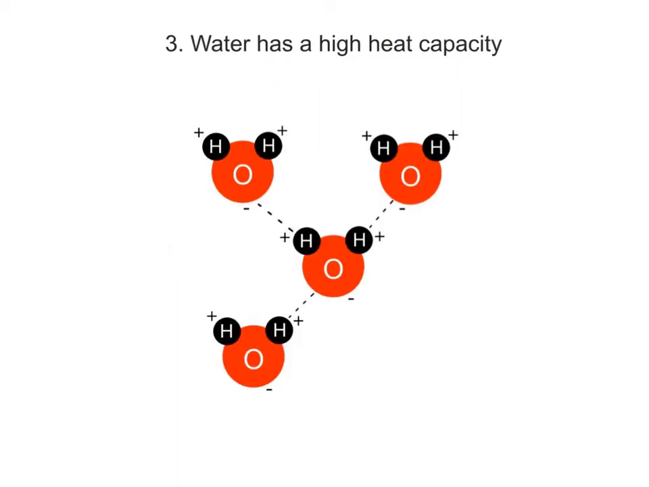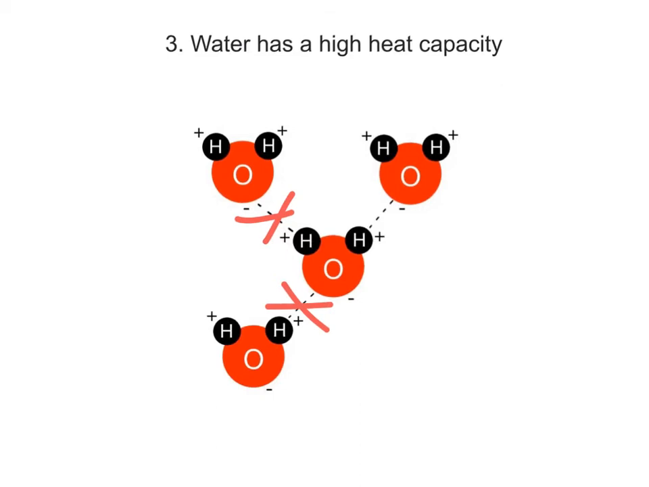A third property of water is its high heat capacity, which means water can absorb and release a large quantity of heat without drastically changing its own temperature. Water is able to do this because of the many hydrogen bonds holding water molecules together. When water absorbs heat, some of water's hydrogen bonds are broken. This reduces the amount of heat energy available to speed up the movement of water molecules, which would increase water's temperature as a result.